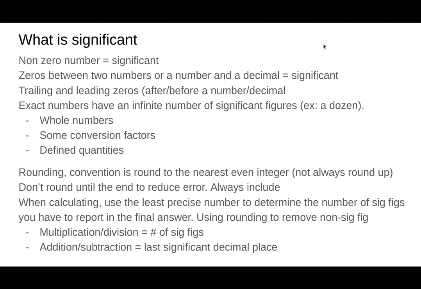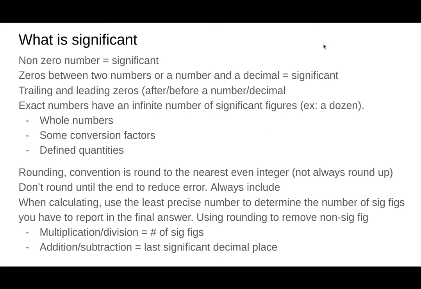Hey everyone, remember the last class we went over mostly numbers, such as significant numbers, exact numbers, and rounding conventions. Non-zero numbers are always significant, then any zero between two numbers or a number and a decimal is significant. Zeros before or after a number and decimal, there's nothing else. You can theoretically keep putting zeros, then you'll hit nothing.